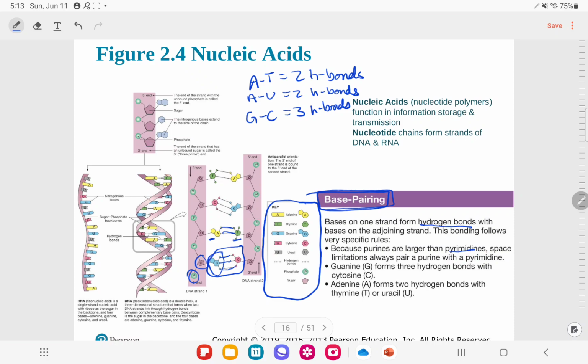And I also want to point out that in DNA strands, these nucleic acid strands, they're going to run anti-parallel. So the 3' end of one strand is going to be bound to the 5' end of the other strand, and you can see the 5' end of this strand is bound to the 3' end of the other strand. That's just the anti-parallel nature of our DNA strands and how they're going to be replicated, okay?